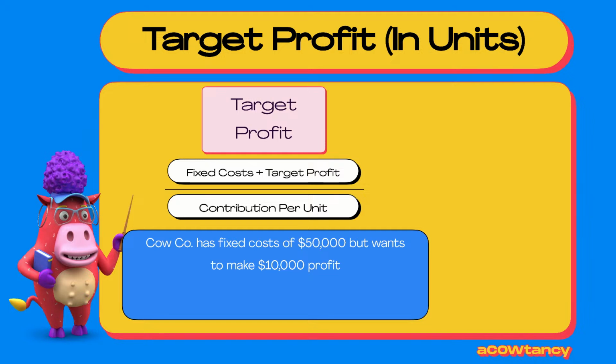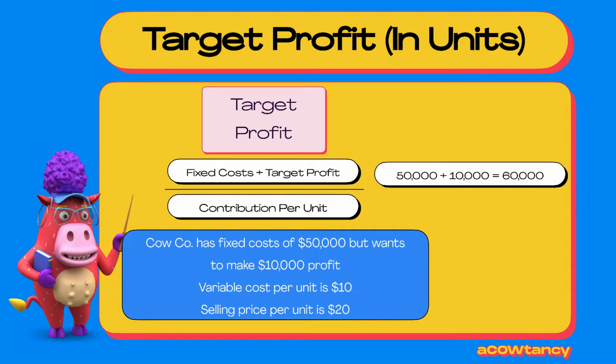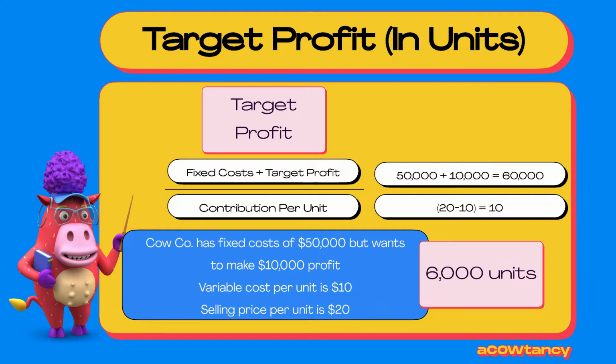Here's a question then. Cowco has fixed costs of 50,000 but wants to make a 10,000 profit. You're thinking to yourself, yeah, but I need to know the contribution per unit. And it says, well, the variable cost is 10 and the selling price per unit is 20. So what's the contribution per unit? 10, isn't it? 20 minus 10. So the way we calculate this is we'd say, right, I've got to make 60,000. I'm having a contribution to that of 10. So 60,000 divided by 10. I need to sell 6,000 units to make that target profit.